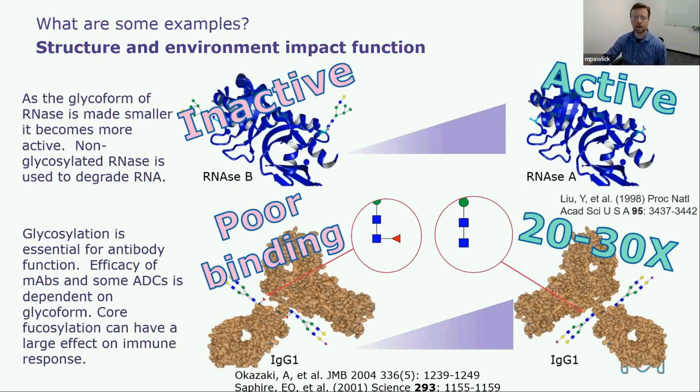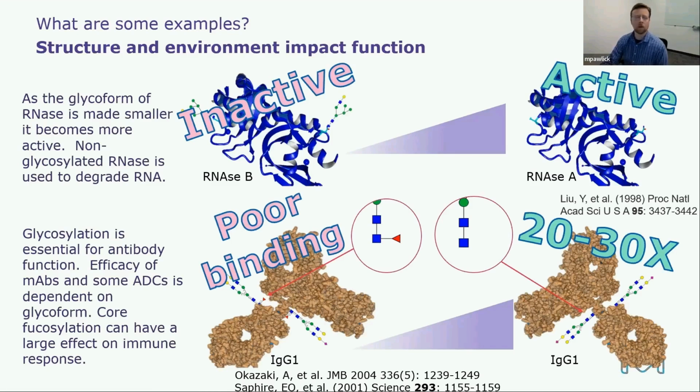So what I've provided here are two very well-known examples of glycosylation directly impacting the function of enzymes and proteins. On the top here, we have RNase. This is a classic example where we even name the enzyme based on whether it is glycosylated. So RNase A is a non-glycosylated form, you see on the right there, and RNase B is the glycosylated form on the left. And research shows that as you reduce the size of the glycan attached to the enzyme, activity increases. And a fully glycosylated form of RNase is actually inactive.